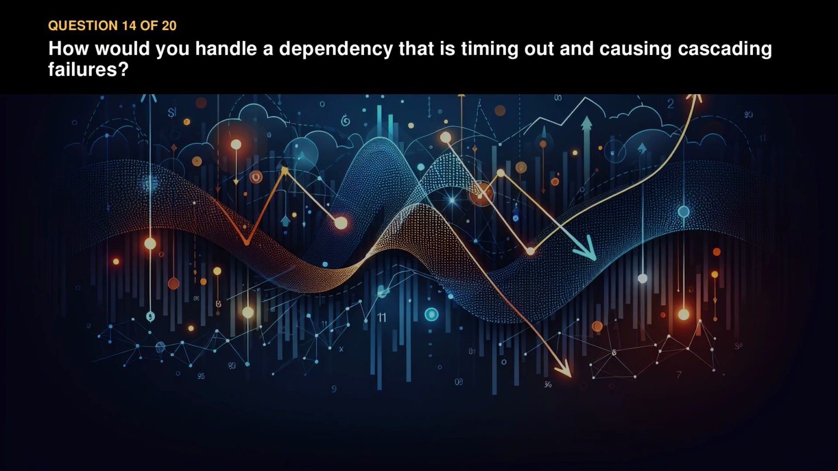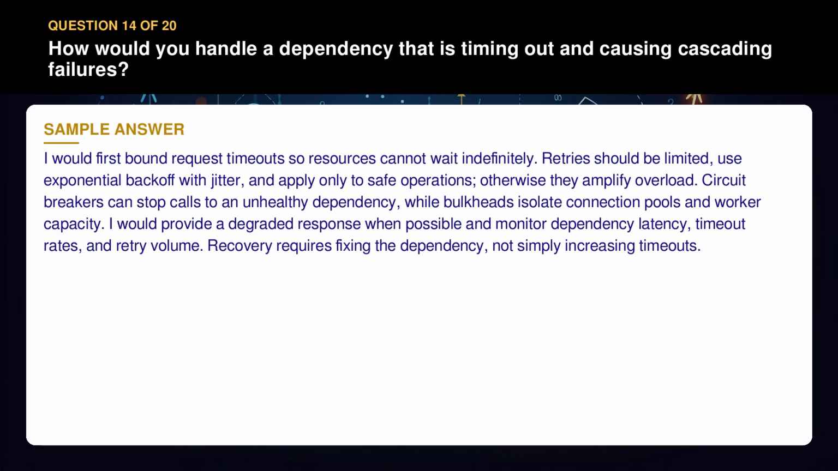Question 14. How would you handle a dependency that is timing out and causing cascading failures? I would first bound request timeouts so resources cannot wait indefinitely. Retries should be limited, use exponential backoff with jitter, and apply only to safe operations, otherwise they amplify overload.